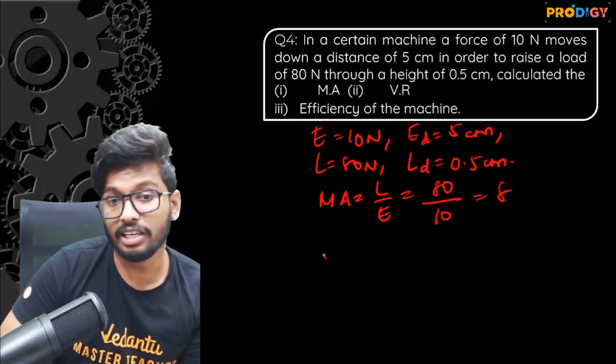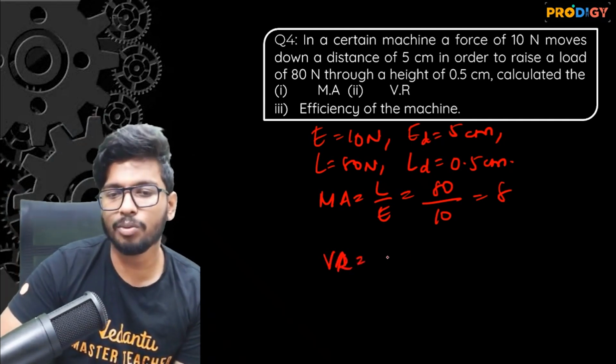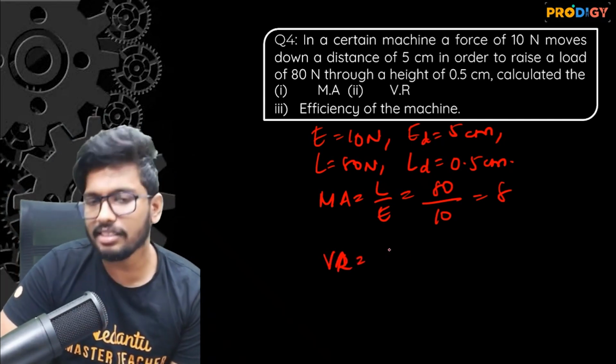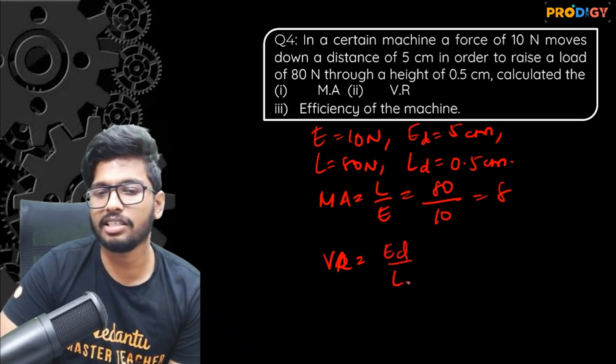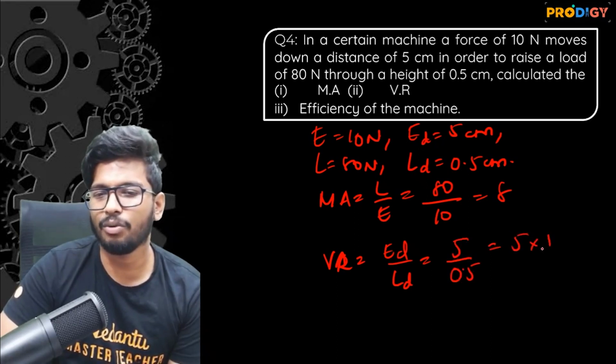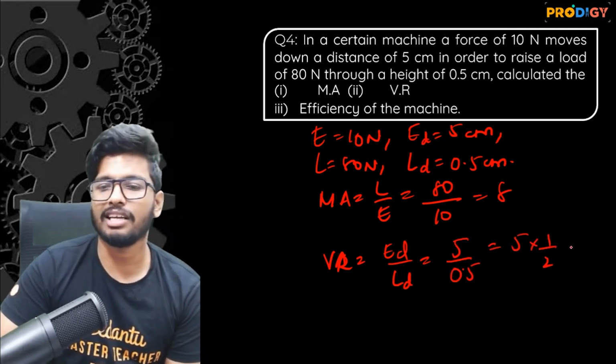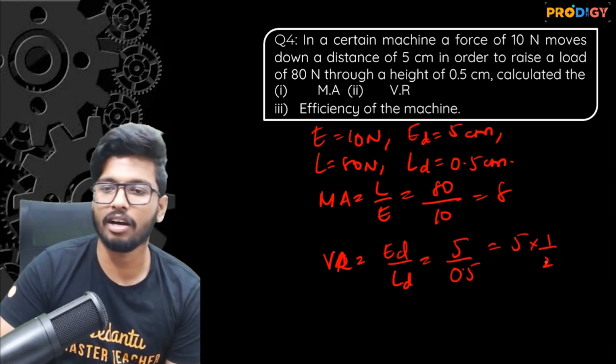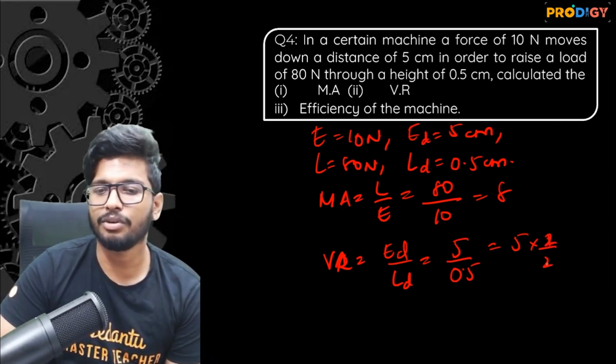Now to find out the velocity ratio. Velocity ratio is distance moved by the effort divided by distance moved by the load. Distance moved by the effort is 5 divided by 0.5. So that's basically 5 into 1 by 2, which is nothing but, oh, so divided, so it will be 5 into 2, that's basically 10.